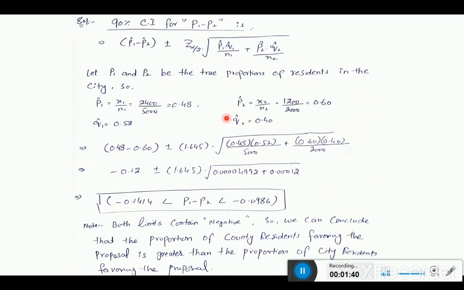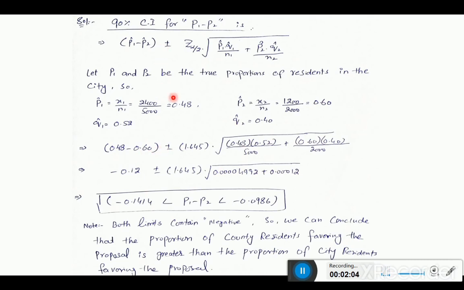Now we have P1 value, P2 value, Q1 value and Q2 value. Just put the values in the formula. P1 value is 0.48, so 0.48 minus P2 value, that is 0.60.